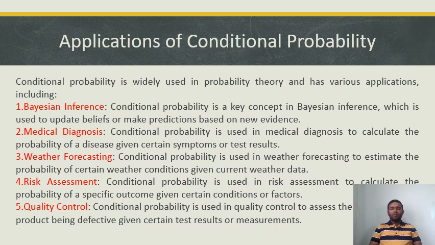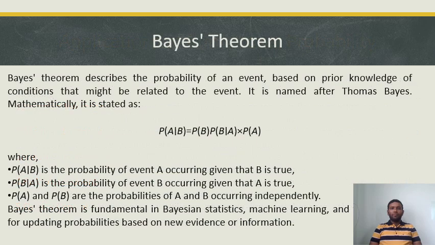Quality control: conditional probability is used in quality control to assess the probability of a product being defective, given certain test results or measurements. These are the applications of conditional probability. Next, let us move on to the next slide, which is the Bayes theorem.